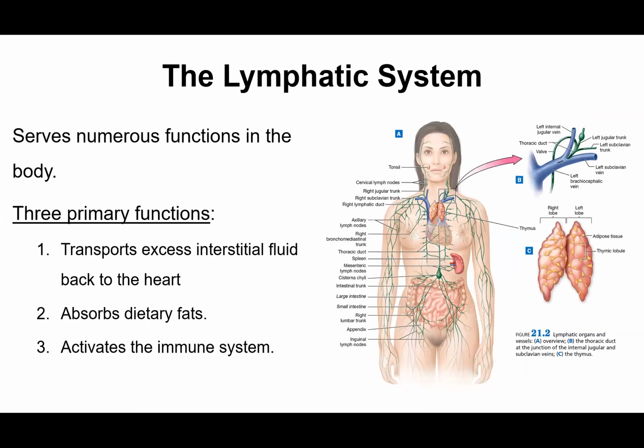The lymphatic system serves a ton of different functions in the body, but it really has 3 major functions, and these are the ones we're going to focus on. First and foremost, the lymphatic system works to transport excess interstitial fluid back to the heart. It also absorbs dietary fats and finally activates the immune system. We're going to talk about each of these 3 primary functions over the next few slides.